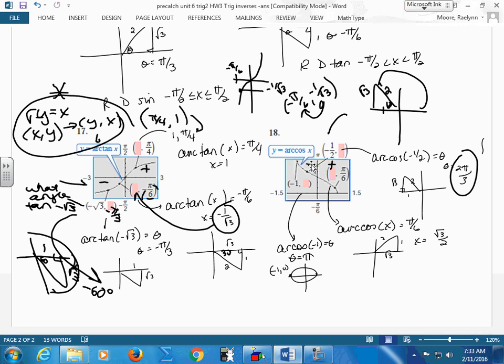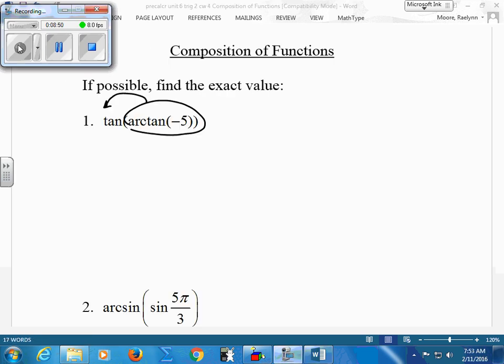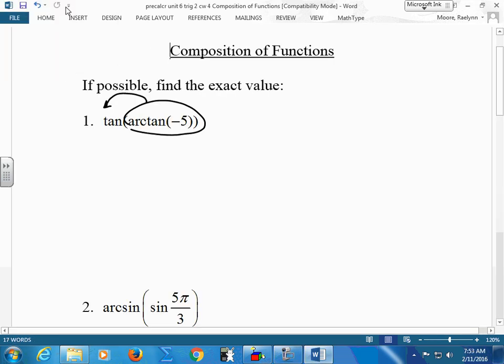Does that make a little bit more sense? Yeah, I get it now. These are the last two. Figuring out where your restrictions are, figuring out what it's asking for.